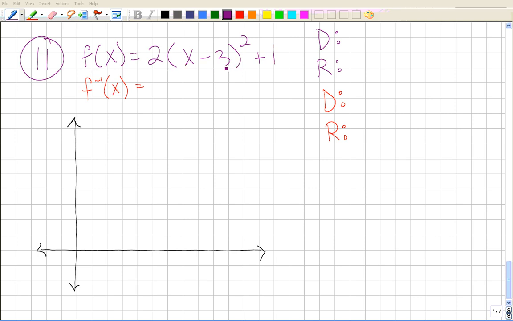We have 2 times (x minus 3) squared plus 1. Remember, this is in what we call vertex form, where the vertex is at positive 3, positive 1. The 1, 3, 5 here gets multiplied by 2. So instead of going out 1, up 1, we'll go out 1, up 2. Then we'll go out 1, up 1, 2, 3, 4, 5, 6. Same thing on this other side, out 1, up 2. Out 1, up 1, 2, 3, 4, 5, 6.